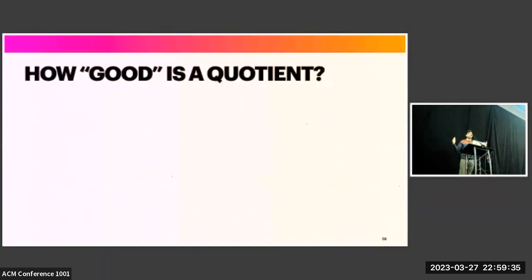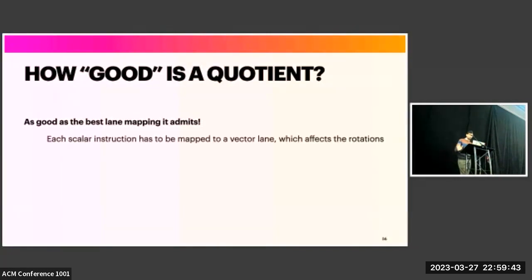Now, I've said the phrase best possible quotient, but what does our cost model look like? How good is a quotient? Well, the answer is it's as good as the best lane mapping it admits. So if you remember from before, every scalar instruction in the code has to be mapped to a specific vector lane, and different choices of these mappings can result in different numbers of rotations that we might need.